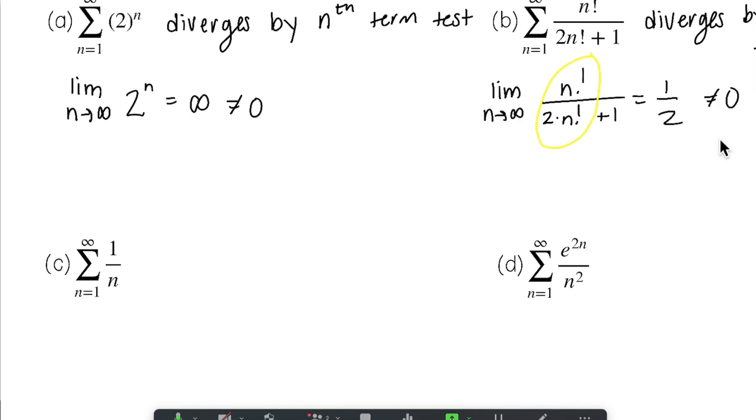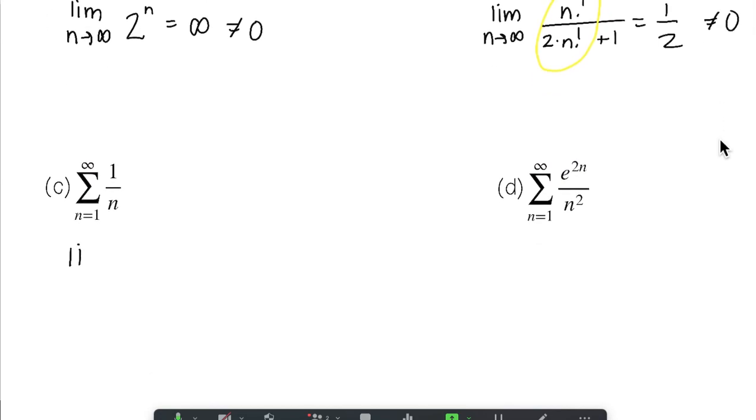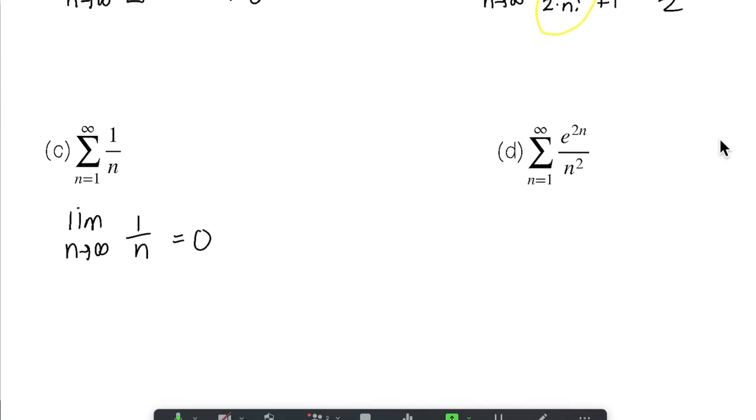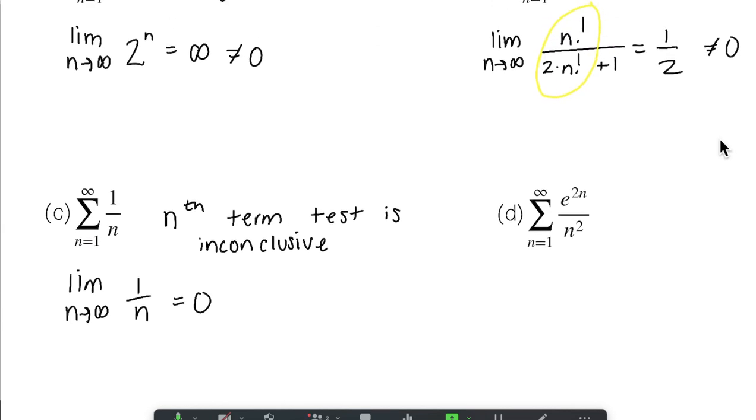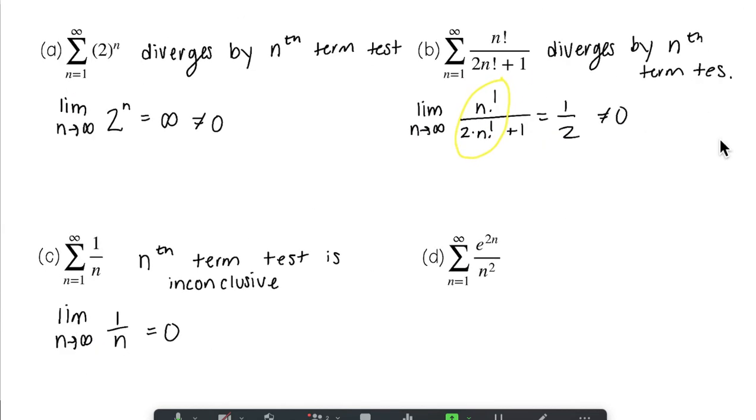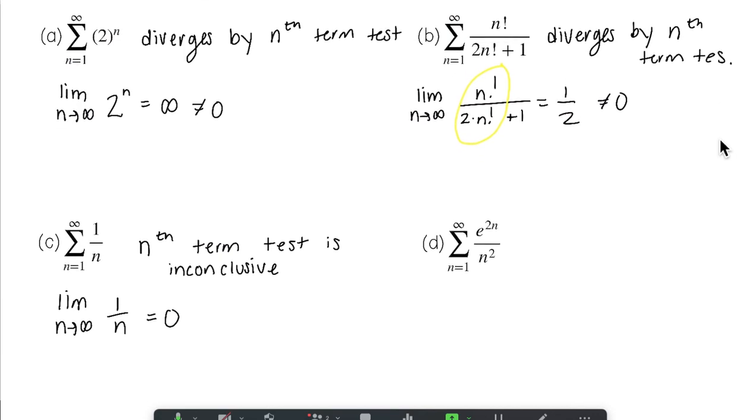If we have 1 over n, the limit as n goes to infinity of 1 over n does in fact equal 0. So it doesn't necessarily diverge, but it also doesn't mean that it converges. So we actually can't say anything here, so we're going to say that the nth term test is inconclusive. We can't prove convergence. And then I'm going to leave part D for your own experiment. So try and see if you can figure out if that's going to converge or diverge.